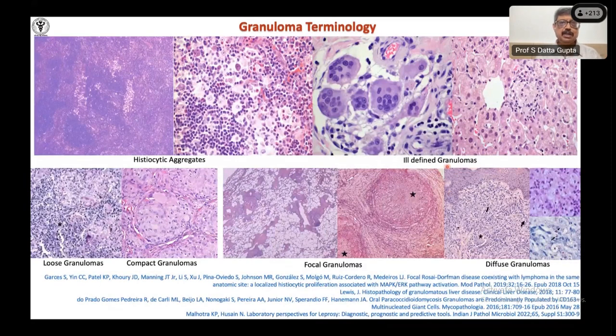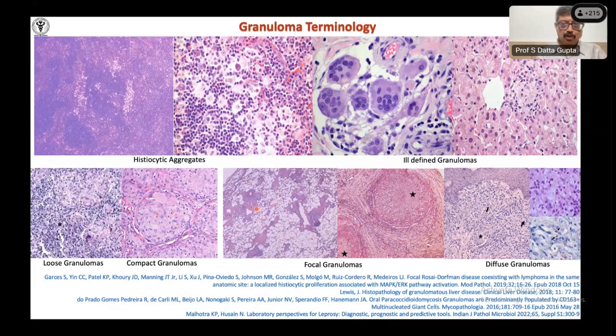So, certain terms in granuloma. Histiocytic aggregates are loose aggregates of histiocytes. Ill-defined granulomas are small cells loosely arranged. This is an ill-defined granuloma composed predominantly of giant cells. This is an ill-defined granuloma in the liver. It looks like a granuloma, but not so well-defined. These are well-defined granulomas. If the cells are a little separated out, they are called loose granulomas. If they are compact, they are called compact granulomas, typical of sarcoidosis.